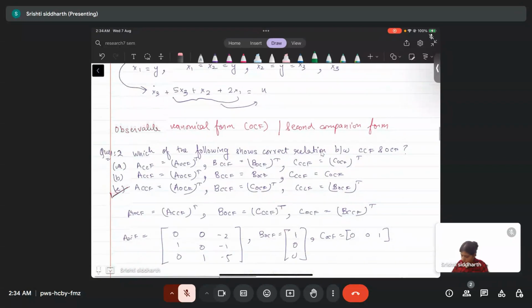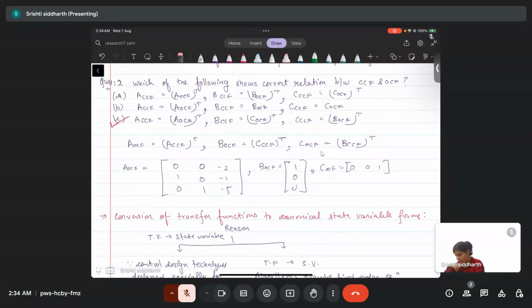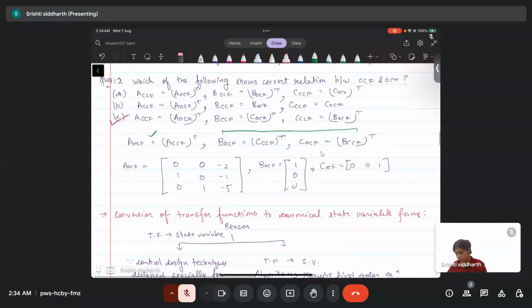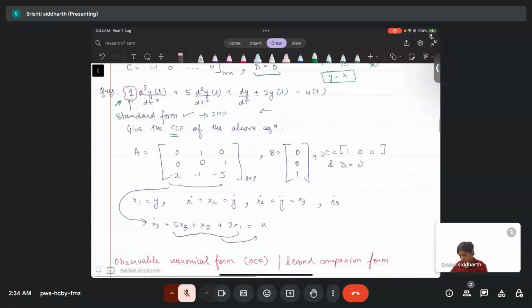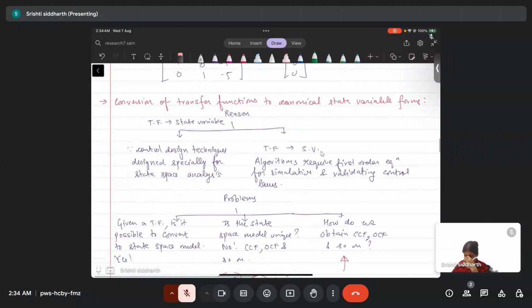Then we found out what the relationship between observable canonical and controllable canonical form are. So this was just basically transpose of the A matrix, but the B and C matrices were related by these two equations. Alright. So we know how to form the controllable canonical and observable canonical forms for a very simple nth order differential equation. And now we'll see the conversion between transfer function and canonical state variable forms.